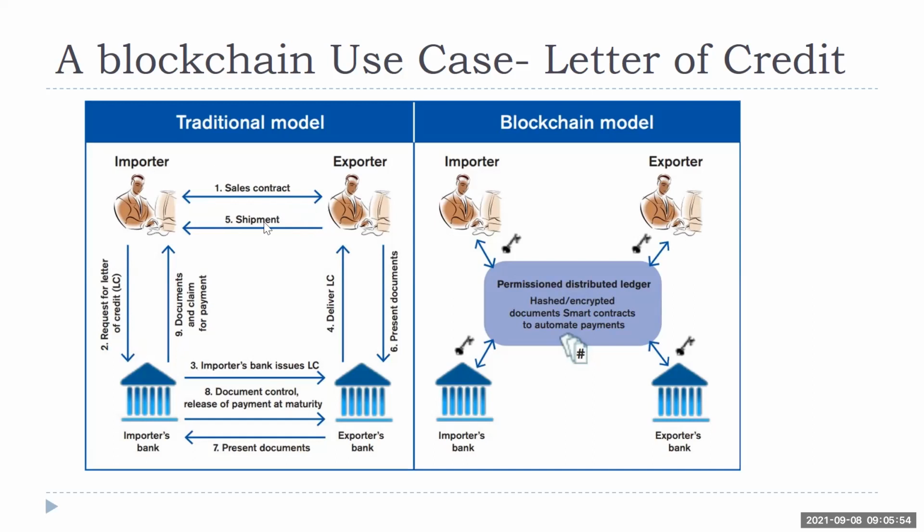So these are the few steps. The sales contract or the purchase order being made was the first step. Second step, the importer will request a letter of credit. Then SBI, let's say in this case the importer is KIT University, the importer's bank is SBI, will open a letter of credit with the exporter's bank. The exporter's bank will deliver the letter of credit to the exporter. Once the exporter says, yes, I have a letter of credit in my name, they'll make the shipment.